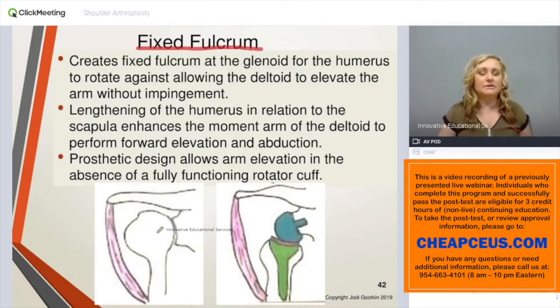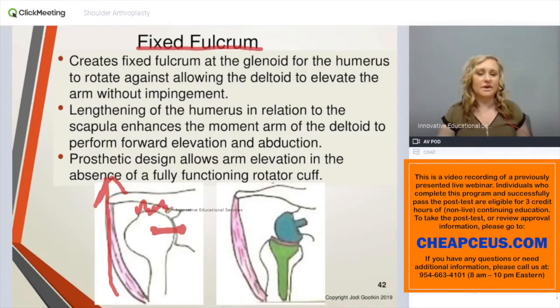So what normally happens, this image on the left, we have the center of rotation of our humeral head that aligns with the center of rotation of the glenoid fossa. So when the deltoid contracts for abduction or flexion, our center of axis remains aligned and we maintain a good subacromial space. That's normal. So what happens when you don't have the rotator cuff to do that is they change the design.